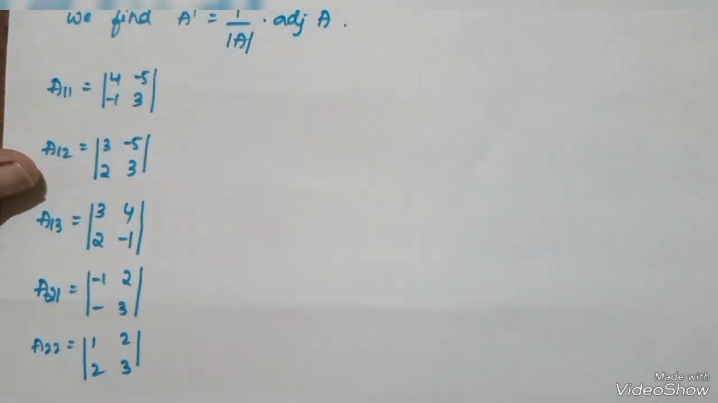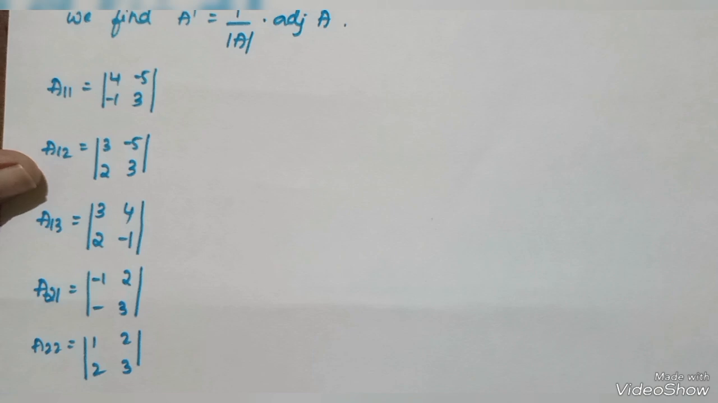Again for the third row 3, 1, a32, a33. Okay, now a31, that is minus 1, 2, 4, minus 5. Next 1, 2, 3, minus 5. Again for the last element 1, minus 1, 3, 4.